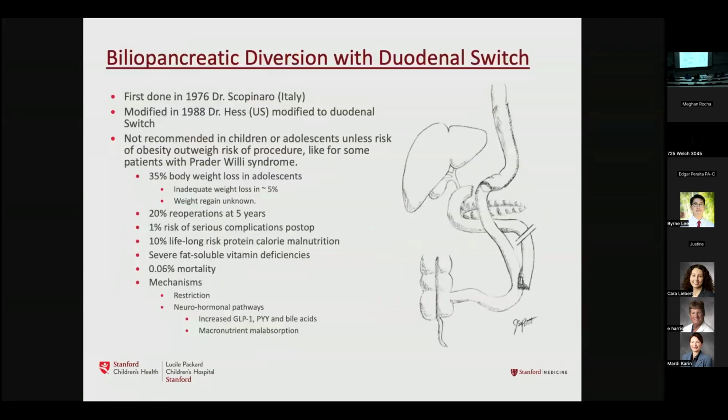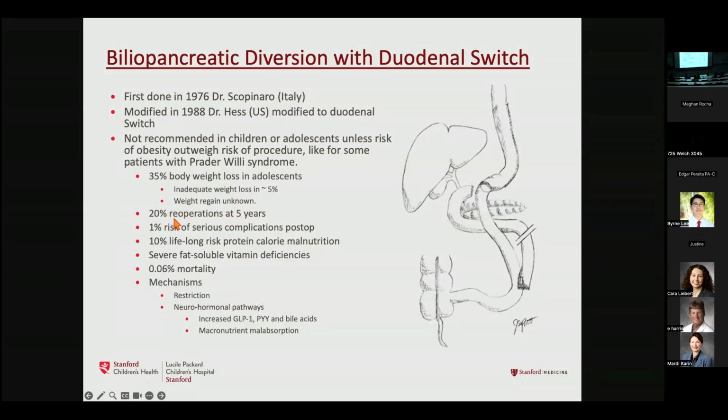It was modified to be a duodenal switch, which means that basically it's like the difference between a Whipple procedure and a pyloric sparing Whipple procedure. So the duodenal switch is the pyloric sparing version. And it basically is a sleeve followed by an intestinal bypass. It results in 35% total body weight loss, with inadequate weight loss in only 5%. It is the most effective bariatric procedure we actually have.